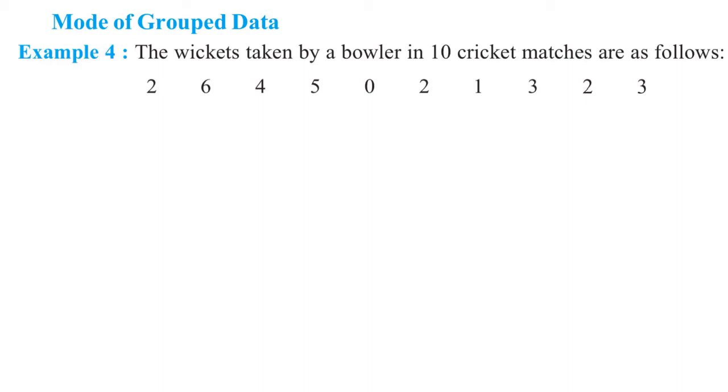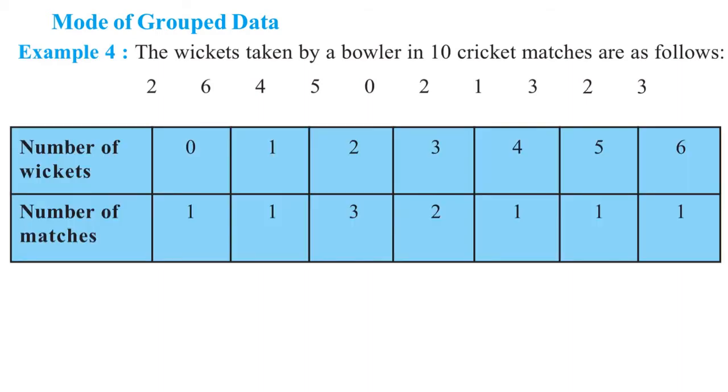We can show this in the form of a table. This table represents the frequency distribution of the number of wickets and the number of matches played. If we see from the table, in 3 matches the number 2 occurs the most often. So the mode over here is 2.